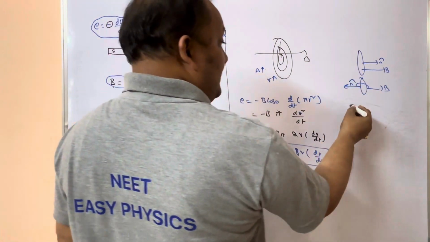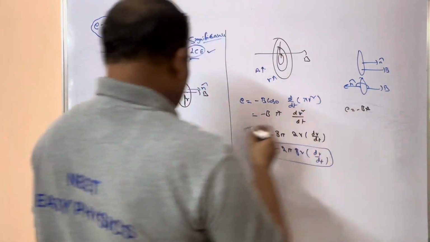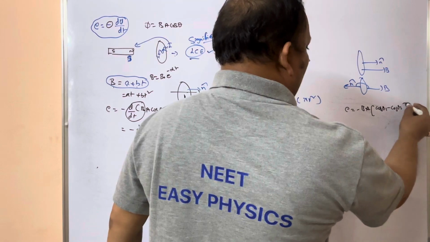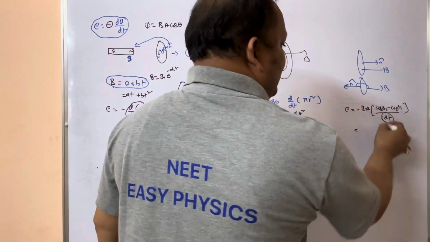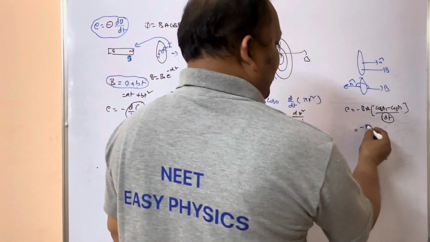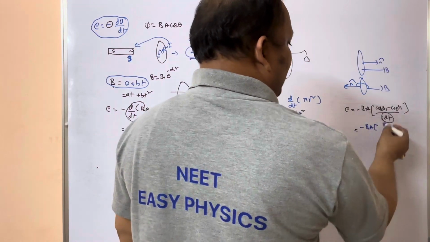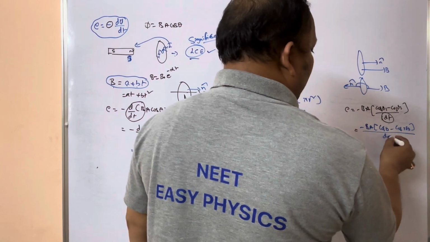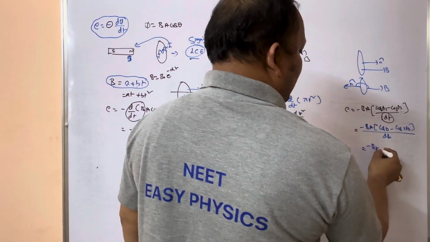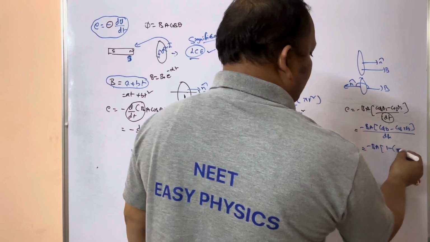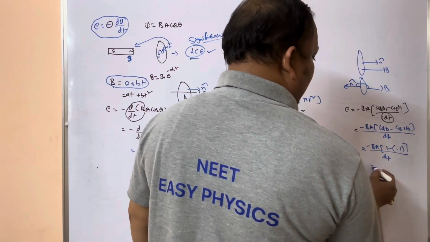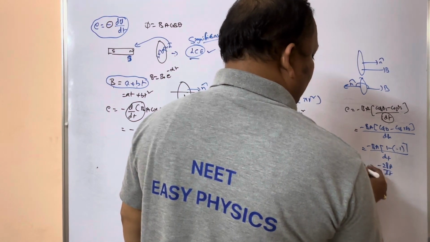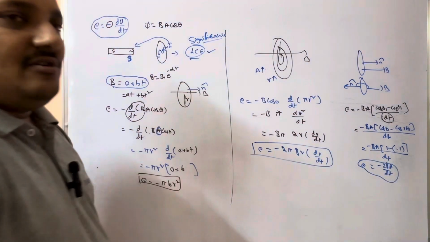So E is equal to minus BA. Now theta is changed: minus BA, cos theta 1 minus cos theta 2, divided by time. This time I am just giving the formula here: minus BA, initial angle is 0, cos 0 minus cos 180, divided by time. So minus BA, cos 0 value is 1, cos 180 is minus 1, divided by time. So 1 plus 1, that is minus 2BA by dt. If they ask for the magnitude, it is going to become positive.